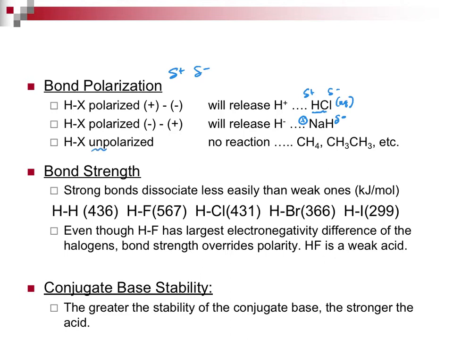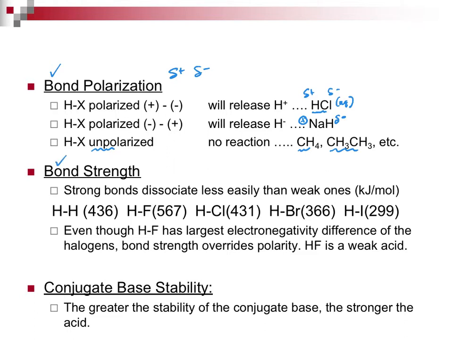Then we could just have no polarization whatsoever. Those are molecules like methane, ethane, things like that. They do not readily give up a hydrogen. So remember, we're talking about giving up a hydrogen. That's really what it is. So that's bond polarization. The second is bond strength.